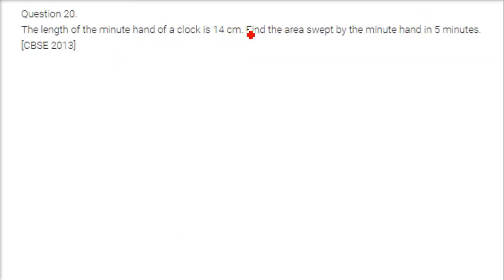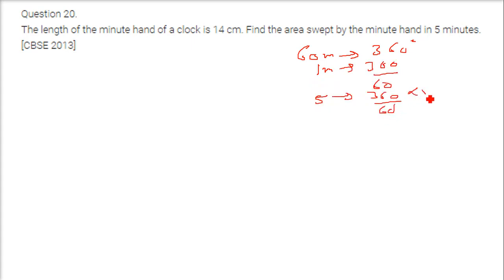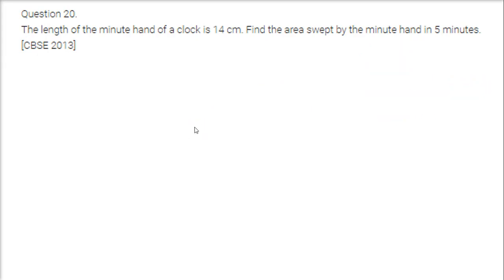The length of a minute hand of a clock is 14 centimeter. Find the area swept by the minute hand in 5 minutes. So the minute hand takes 60 minutes to revolve 360 degree. For 1 minute it is 360 by 60. For 5 minutes it will be 360 by 60 into 5. 5 sixes are 30, so 30 degree we are talking about.